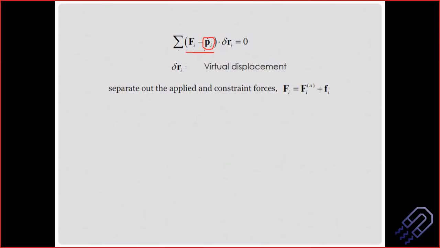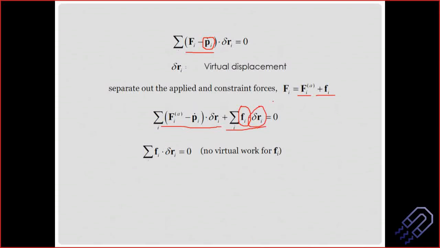If we want to separate out the applied force and the constraint forces, because we can have a constraint force and an applied force here, we separate them out, and then we get Fi dot delta ri. Again, the constraint force and the virtual displacement are consistent with each other, and that is why there is no virtual work done. So we can say this is 0.